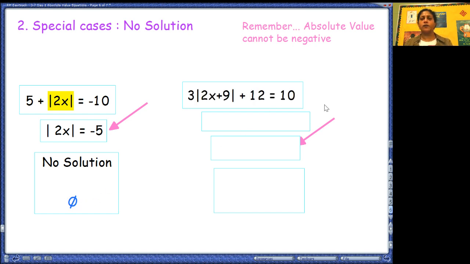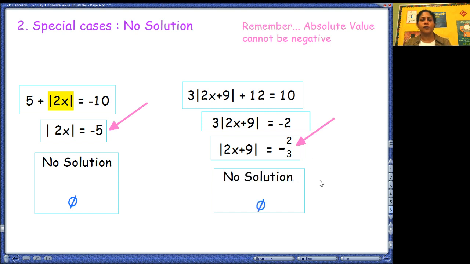In this one, we subtract 12, and then we divide by 3, and we still get a negative number. Therefore, this equation also has no solution.